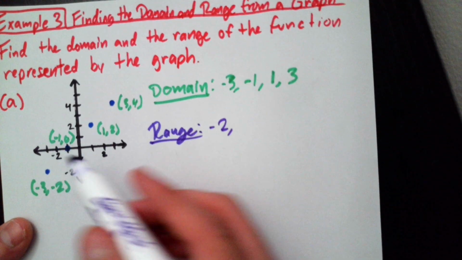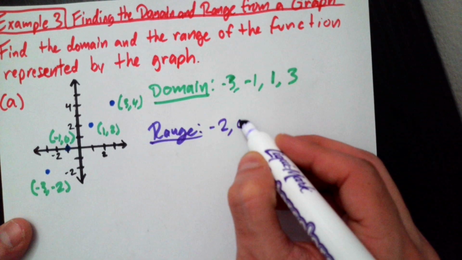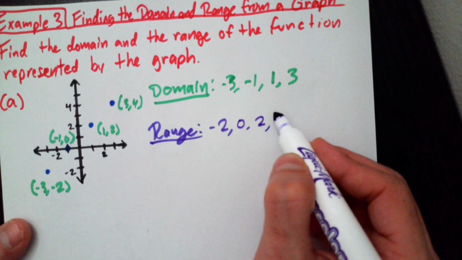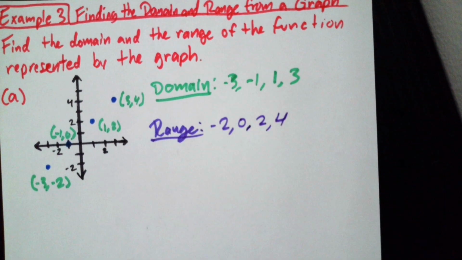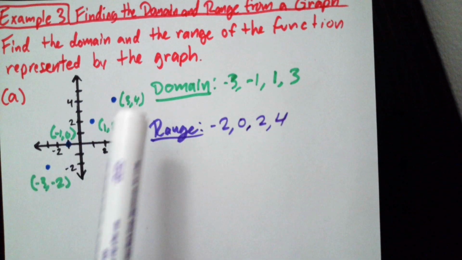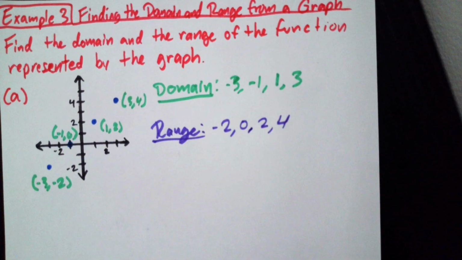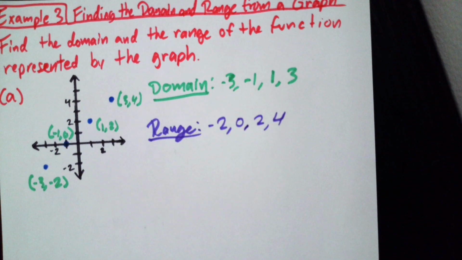And then we have a 0. And then we have 2. And then we have 4. And then normally these are going to be listed in order from least to greatest. So just get into the habit of doing that. But that's it. That's my domain for this function. That's my range for this function. The collection of all my x's, the collection of all my y's.